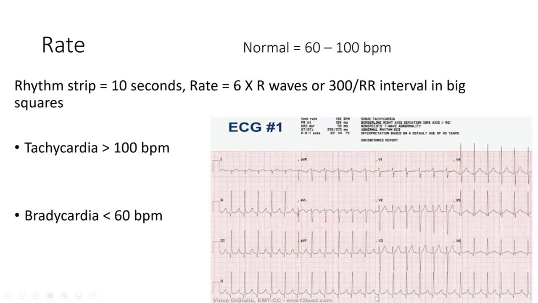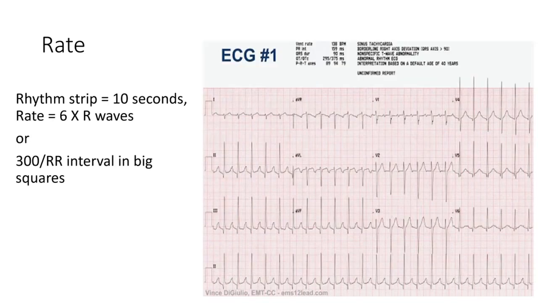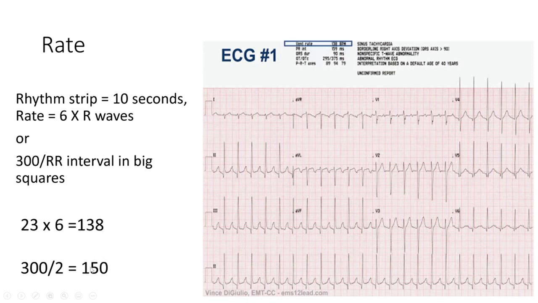Or you can do a calculation which is the number of big squares between the R waves. So 300 divided by the number of big squares we find. So for this ECG, when we count them, there's 23 R waves here. That gives you a rate of 138. And by eyeballing, you'd say that it's around 2 big squares, so you go for 300 divided by 2, which is 150. And you can see here, the computer's calculated the rate at 138.